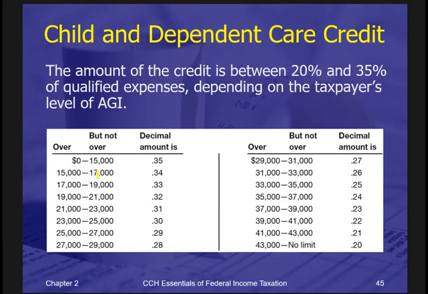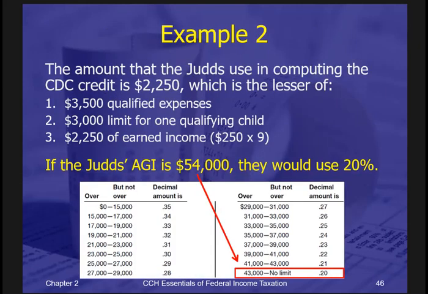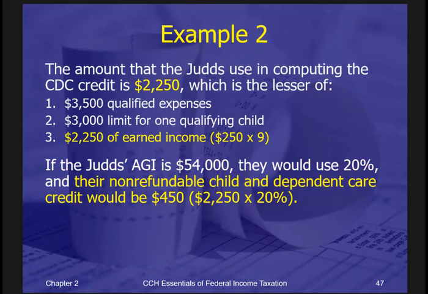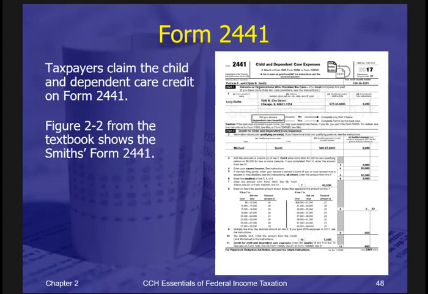Credit is a percentage based on your AGI. Notice that there's no limit, meaning you could be a millionaire and your percentage is still 20%. So it goes down as your income goes up until it hits 20%, and then it stops going down. It's the same for everybody after that. Okay, so this is the example with the 54,000. You take the 2250, multiply by 20%, and you get the credit.